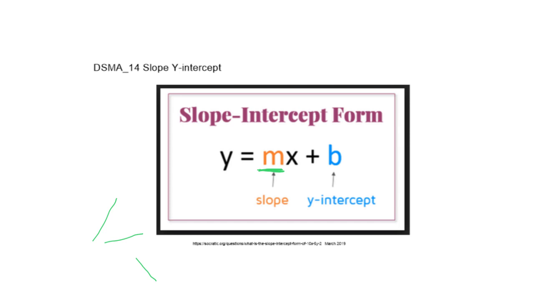And then the y-intercept, the b, is where it crosses the y-axis. So if I have an x and y coordinate system, the b is going to tell me where that line crosses the y-axis. So this would be b. This is really helpful when we are drawing lines. It's much quicker than having to plot points.